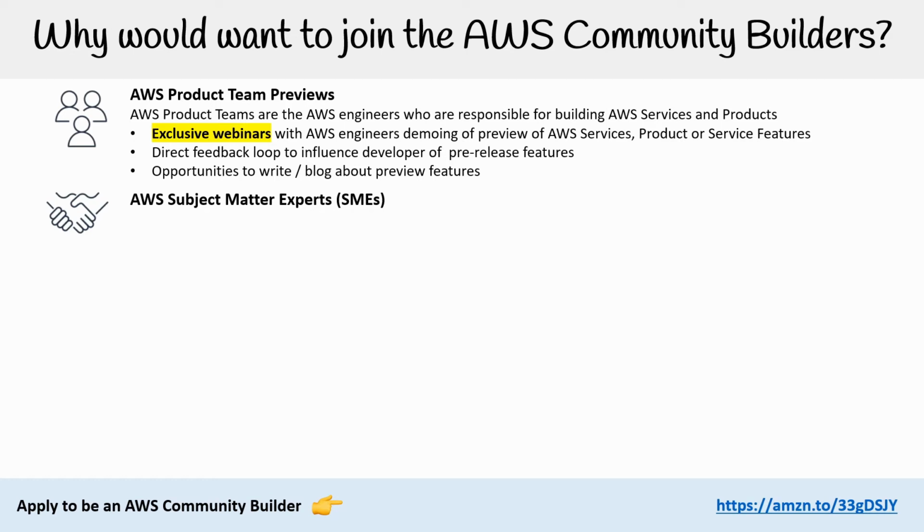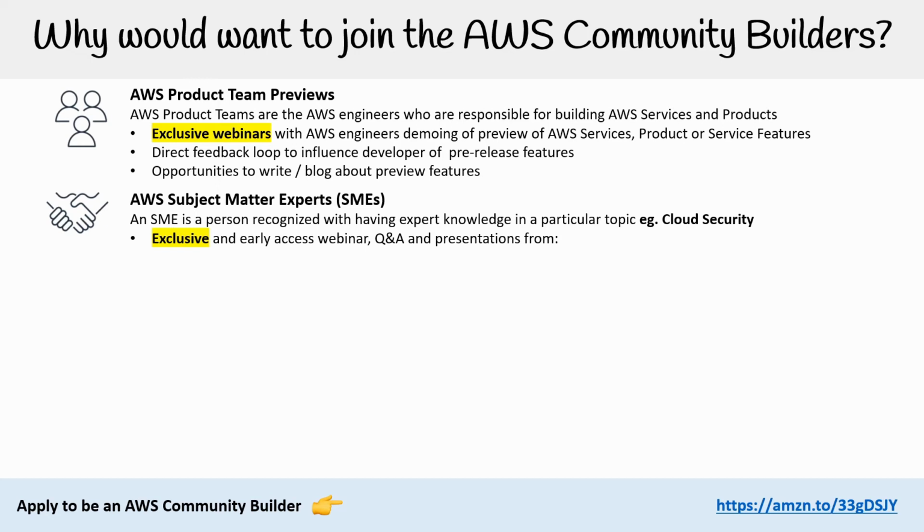The next thing is AWS subject matter experts, SMEs. An SME is a person recognized as having expert knowledge in a particular topic. So let's say the topic is cloud security. This is what you're going to have access to, different kinds of people. The way we get access is through exclusive and early access webinars, Q&A, and presentations from people such as AWS developer advocates or AWS startup advocates, maybe product managers, AWS Heroes such as myself, or even possibly Jeff Barr. There was a video shared with us in the AWS Community Builders where Jeff Barr showed how he actually makes his blog posts, which is really cool.